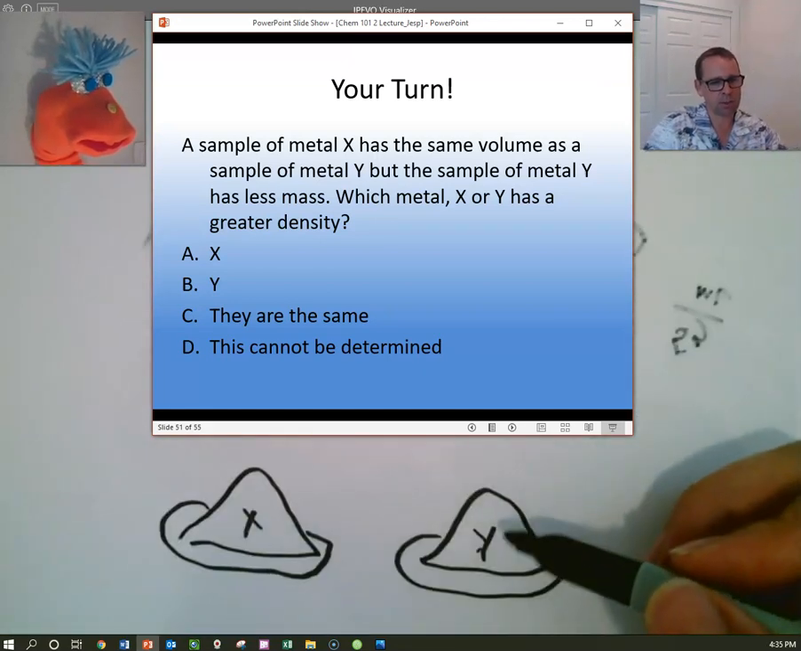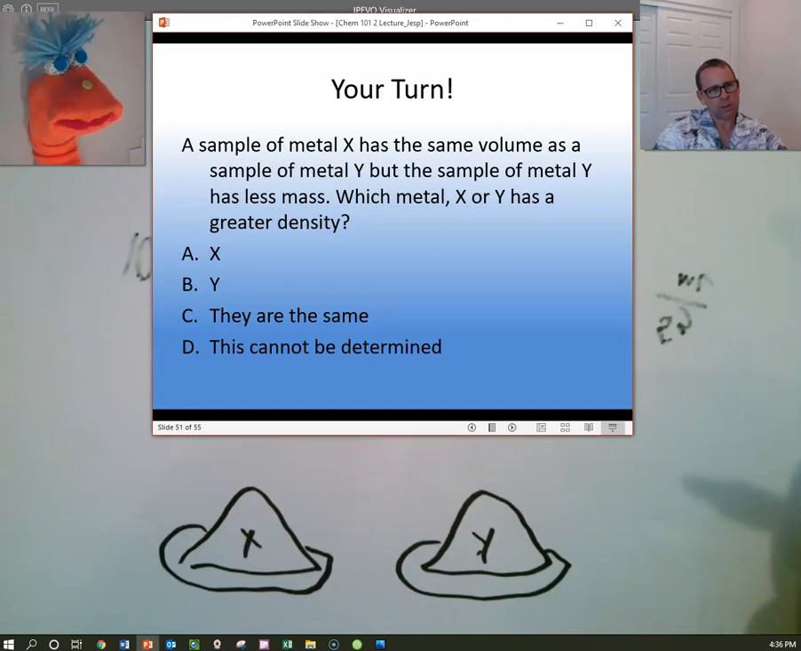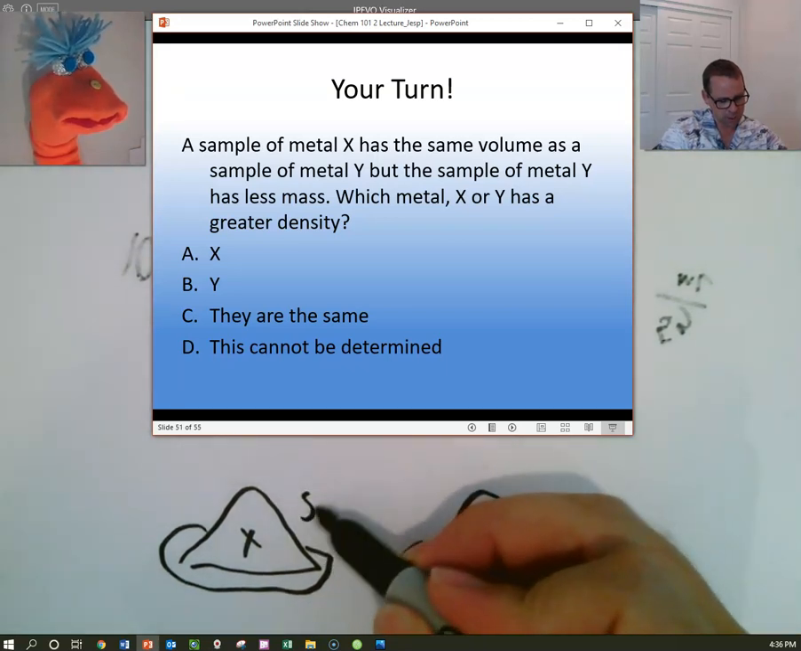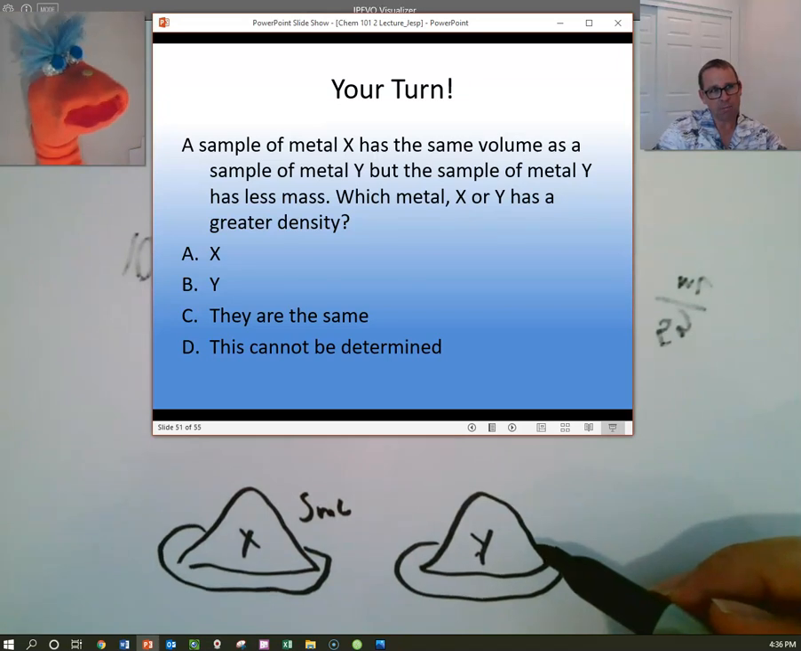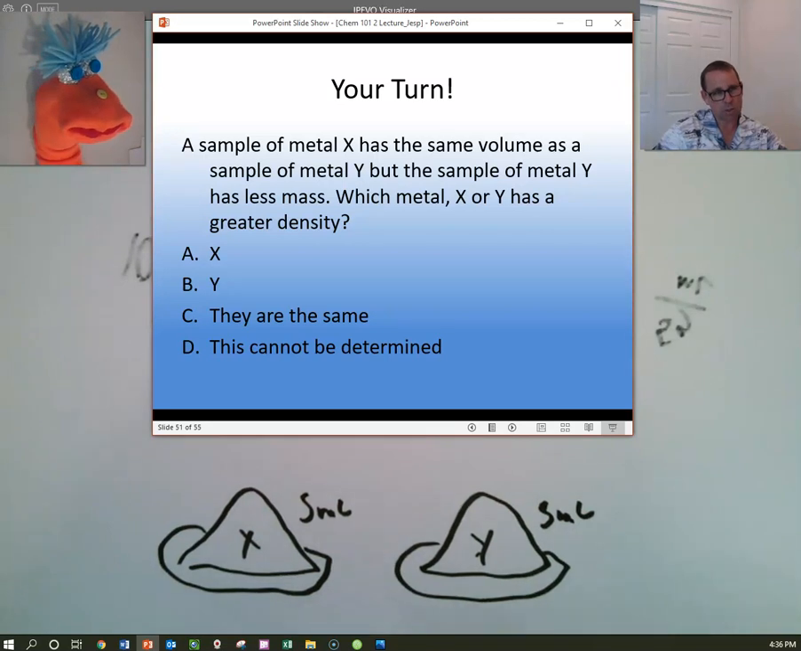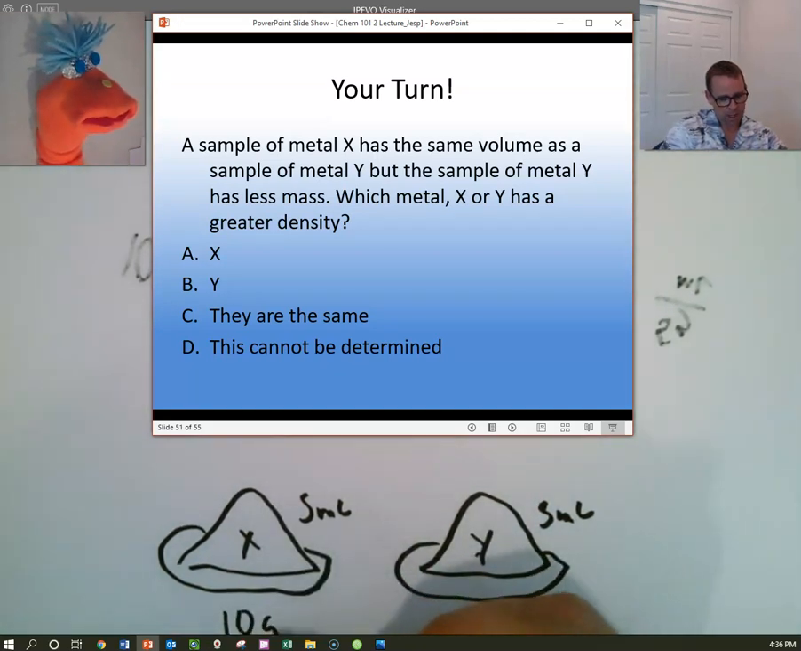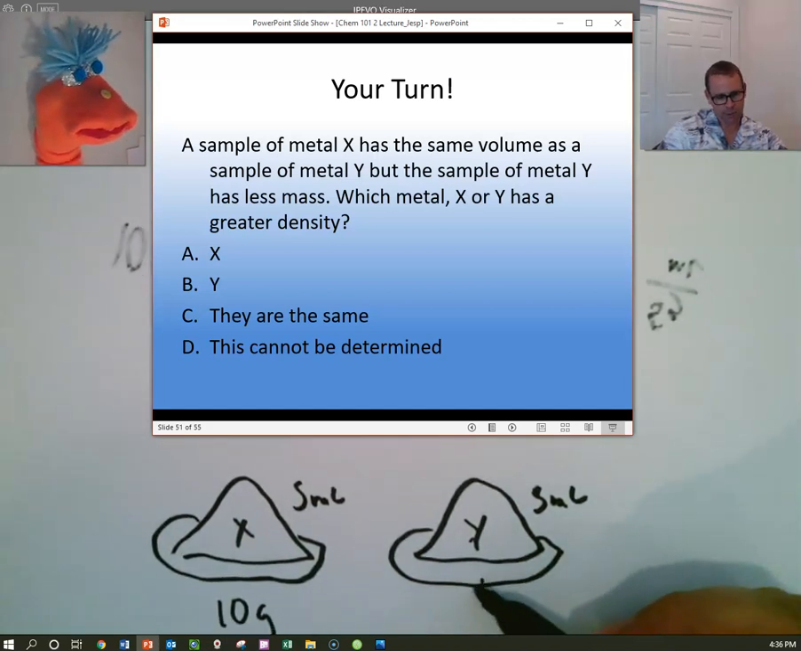So let's give me some numbers. What should we use as the volume? Use five. Five is the volume. Okay, so 5 milliliters. How about this one? It's the same, 5 milliliters. Yeah, okay, they both have the same. Now, what about the mass? Which one is more massive? X has more mass, so give it 10. So 10 grams, and Y is what? Give it 5. 5 grams.